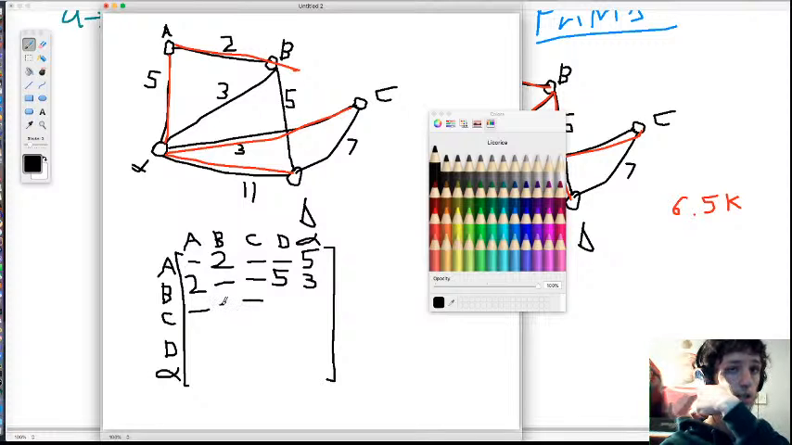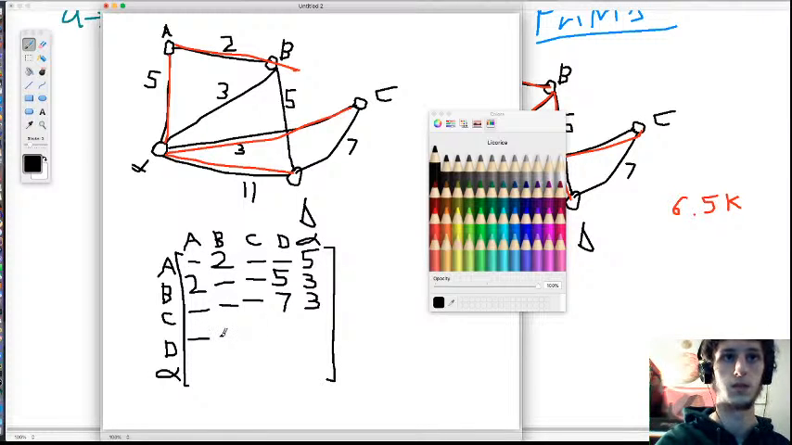B and C. Do B and C connect? No, they don't. Okay, does C connect to D? It does, with an edge of 7. Does C connect to alpha? It does, with a weight of 3. Does D connect to A? We've already done this once, a dash.